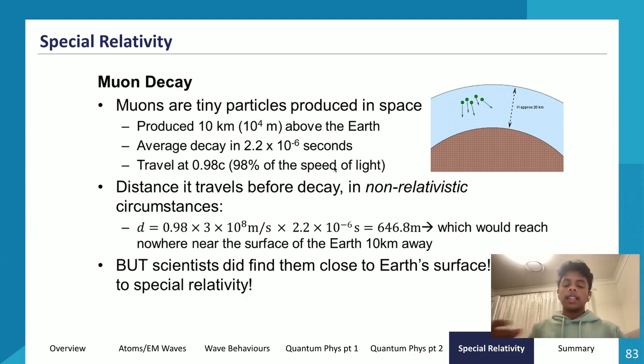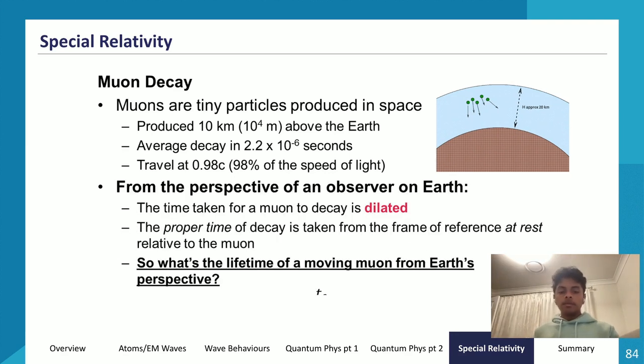Same way from the muon's perspective, the distance it has to travel is going to be a lot less because length is contracted, although their half-life remains the same from the muon's perspective. So from the perspective of an observer on Earth, the time taken for the muon to decay is dilated. The proper time of decay is taken from the frame of reference at rest. So the proper time for decay is 2.2 times 10 to the power negative 6, and the lifetime of a moving muon from the Earth's perspective is then 1.105 times 10 to the power negative 5, following plugging everything into the equation. So this value is divided by root 1 minus v squared over c squared.